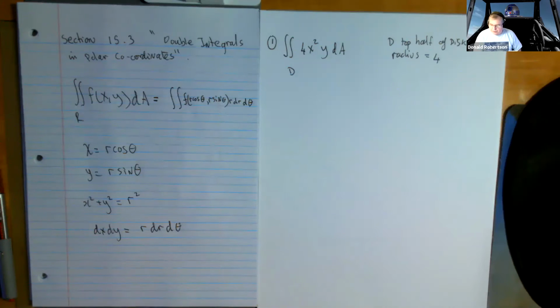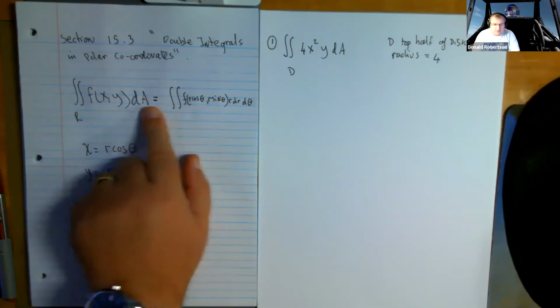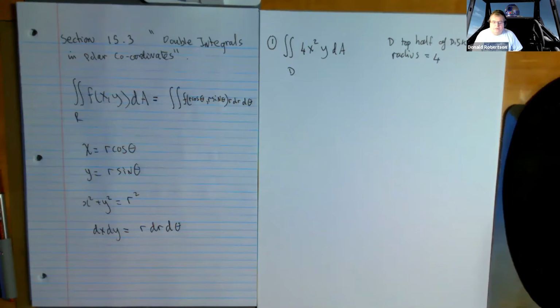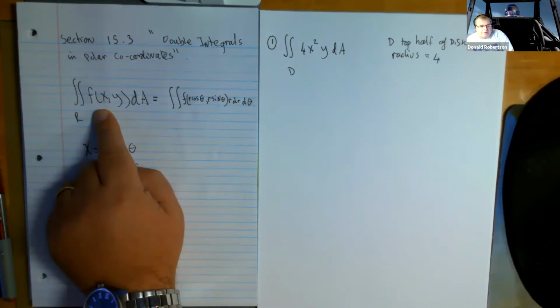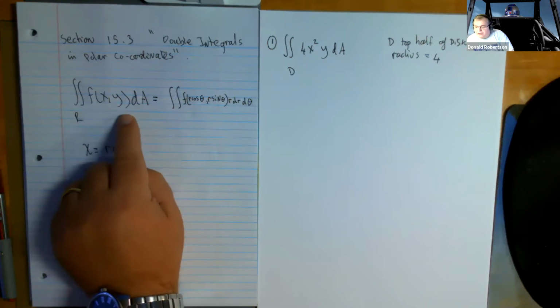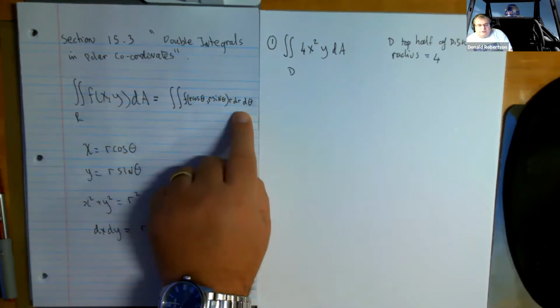The idea is to alter the variables of integration from x, y to r and theta. We're going to look at a situation where we take an integral that might be quite difficult to do in the xy world, over some region R, and convert it into the polar world.